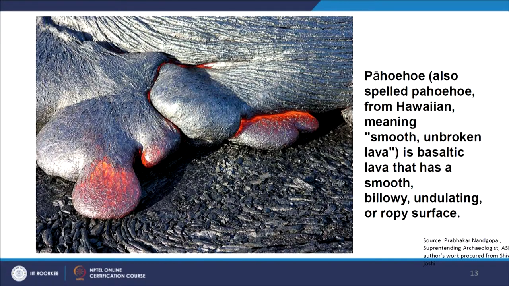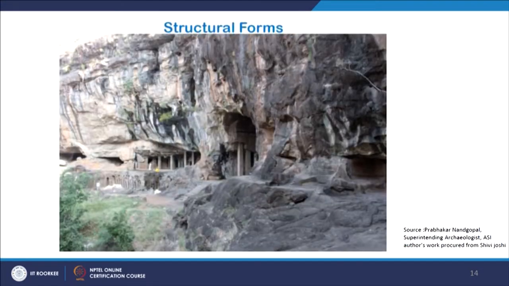Pahoe. This is a Hawaiian term meaning smooth and unbroken lava. It floats in a very smooth liquid, like mercury flowing down. When this kind of molten lava cools, that is where it develops structural forms, structural joints, and some hollow spaces. And these hollow spaces eventually became the shelters man made.